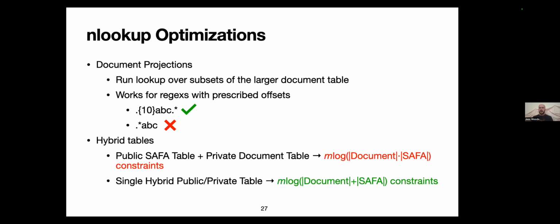As long as the document, or the part of the document you're projecting over, and the SAFA table are close in size, close being 3 orders of magnitude, this will give us savings.